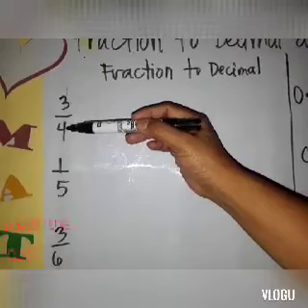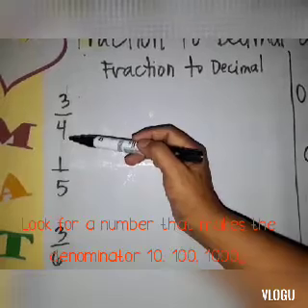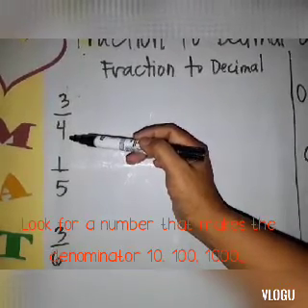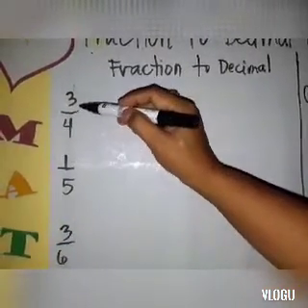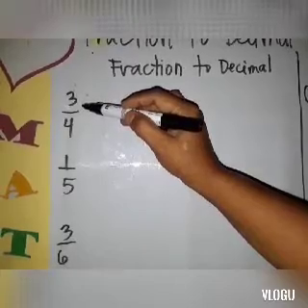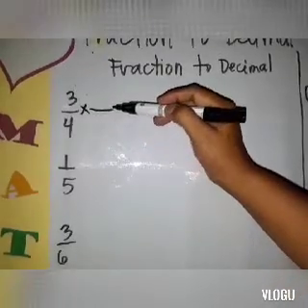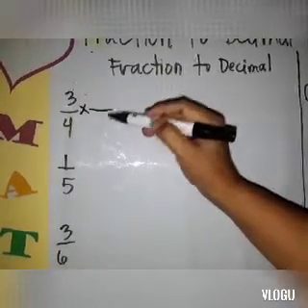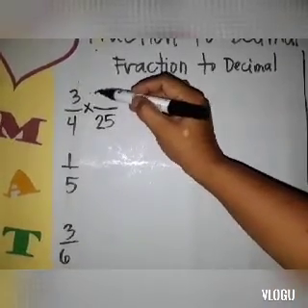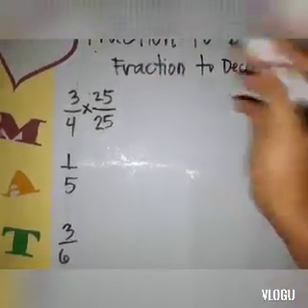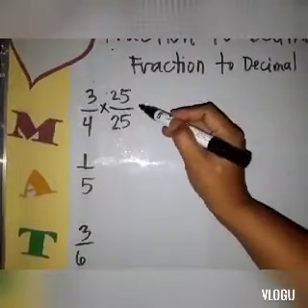Maghanap ng number na pwedeng i-multiply sa denominator para maging it's either 10, 100, 1,000, something like that. Okay? So, dito sa number 1, itry natin ang, okay, so madali lang siya. I-multiply natin ang numerator and denominator with 25. Bakit? Kasi, ang 25, pag i-multiply natin sa 4 ay magiging 100. Hindi pwede ang 10. So, 100 tayo. Okay? So, ganyan na siya.